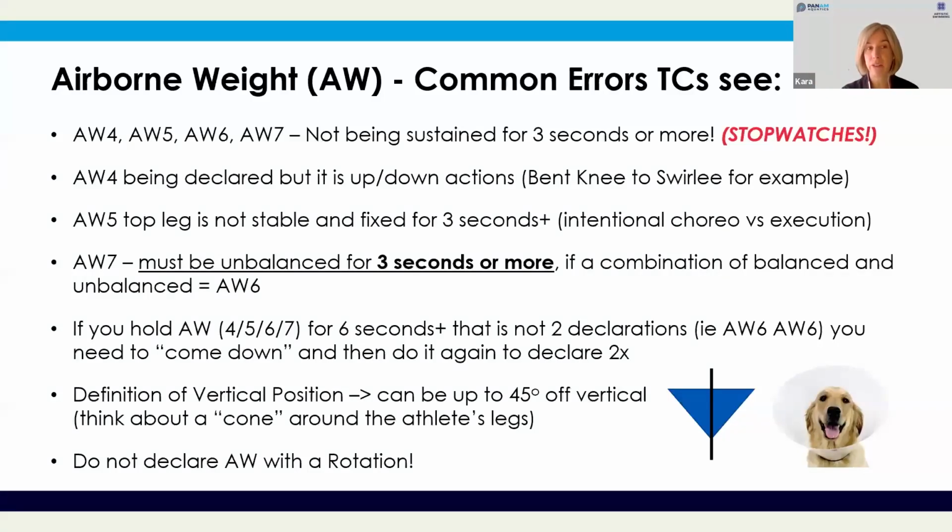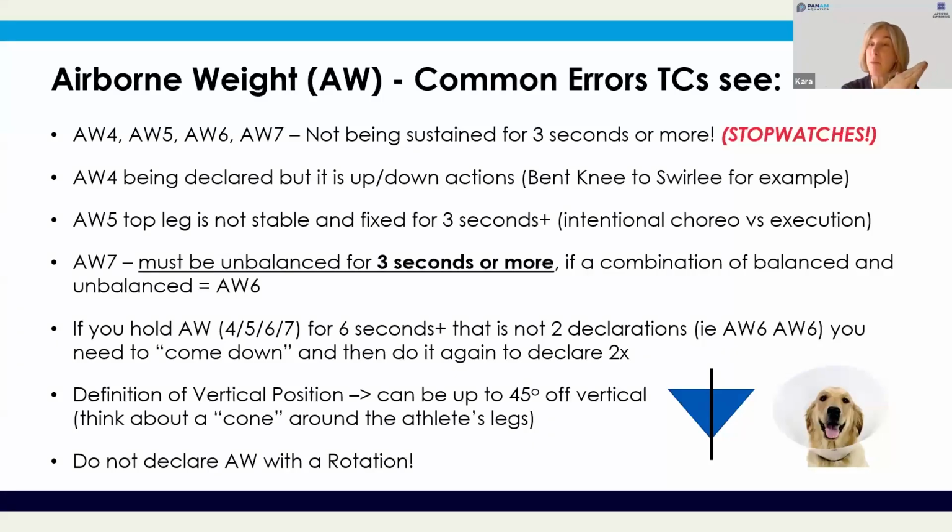For airborne weight 5, the top leg needs to be stable and fixed, and then you're doing whatever you want with your bottom leg. But the bottom leg has to be moving for 3 seconds or more on every athlete. One thing we've seen, as an example, is airborne weight 5 declared as a cadence. So then someone's sitting there and maybe does one movement. That's not the definition of airborne weight 5. You need to be moving the bottom leg for 3 seconds or more. It doesn't matter if it's fast or slowly, but it needs to be doing something the whole time, not just sitting there for like 2.5 seconds and then doing one movement. That would be a no-go.